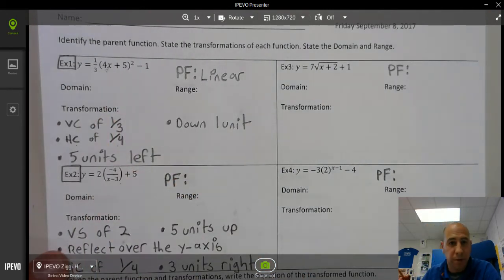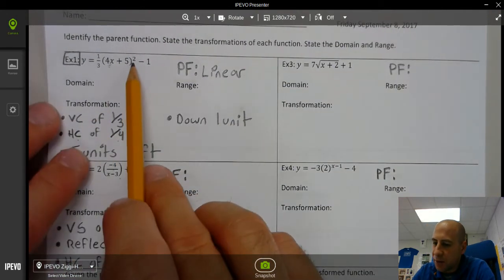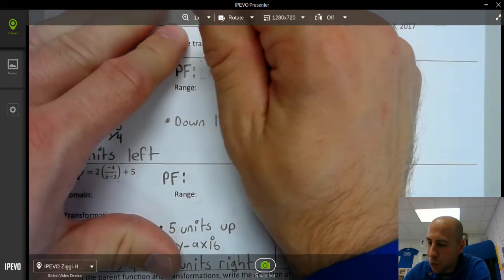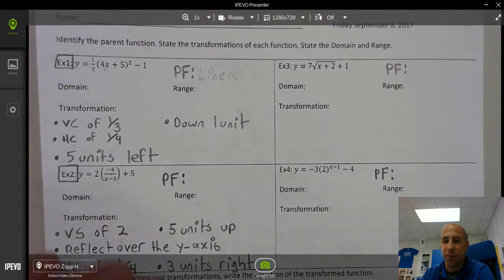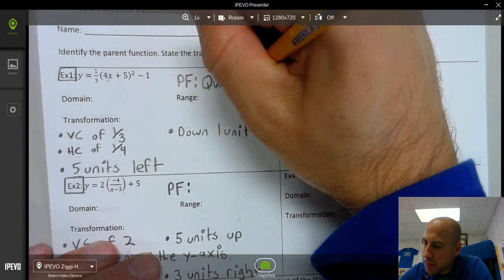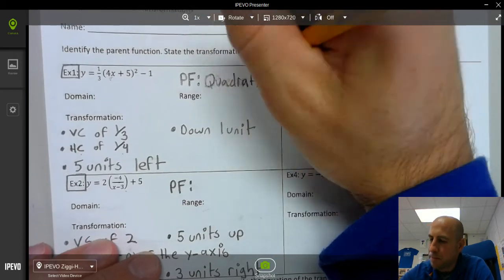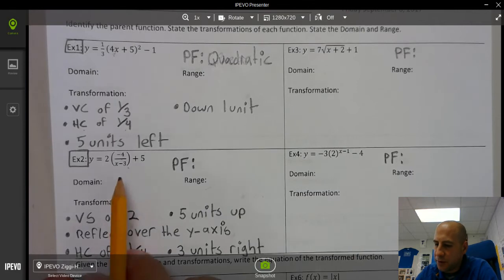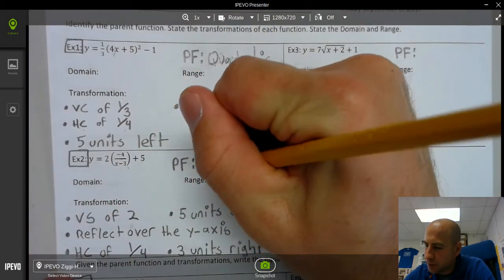Oh, almost made a wildcat mistake. I forgot about the squared. That's actually quadratic. Whoa. Craziness. Just ignore what you just saw in the video. That's quadratic. All right. And this is rational because it's a number divided by x, so that's rational.